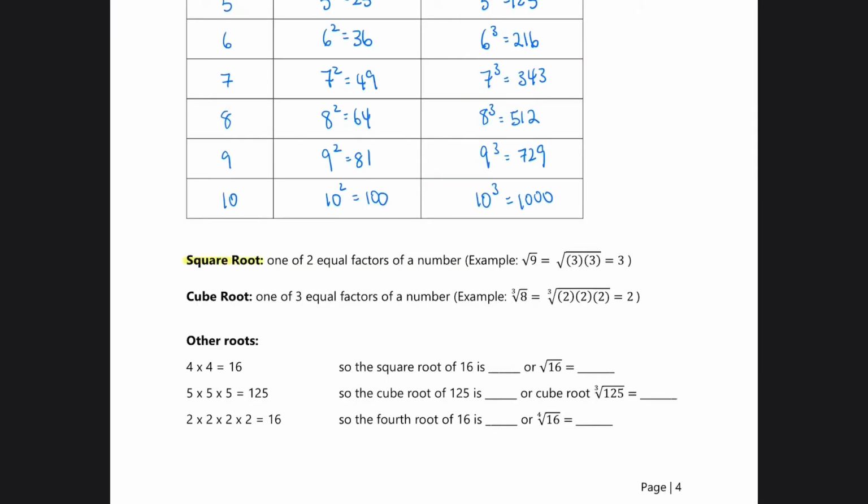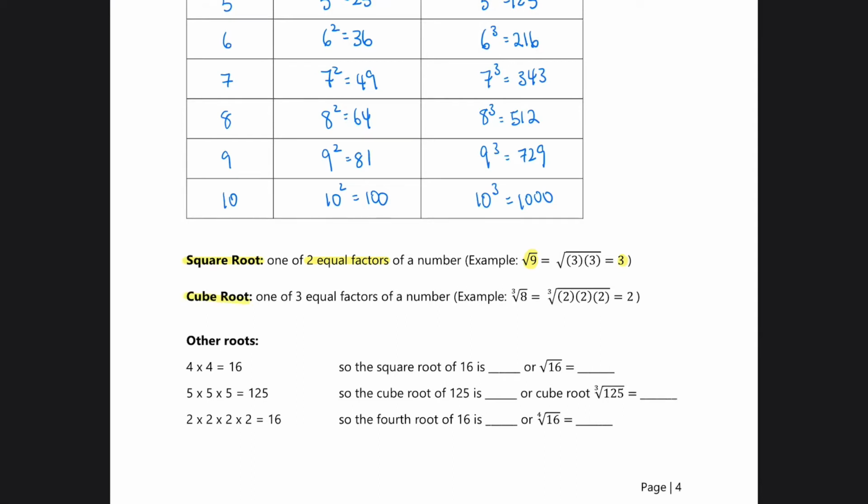Square root is one of two equal factors of a number. For example, 9 is a perfect square. So if you take the square root of 9, you're going to end up with 3. It has to be two equal factors, so you just take out one of a pair.